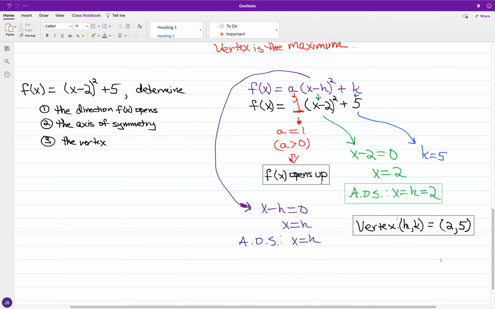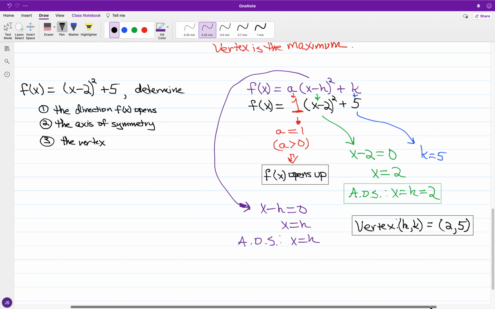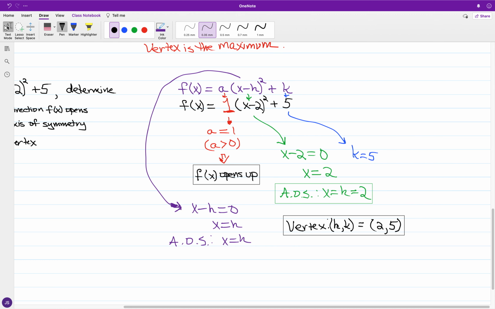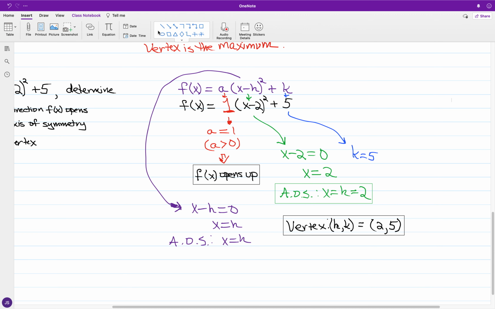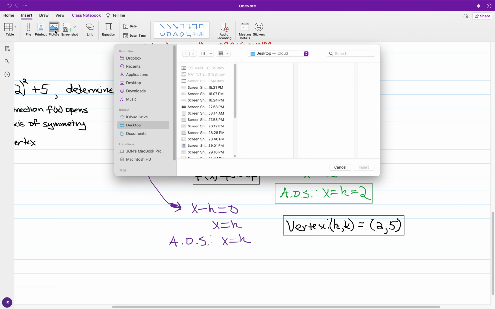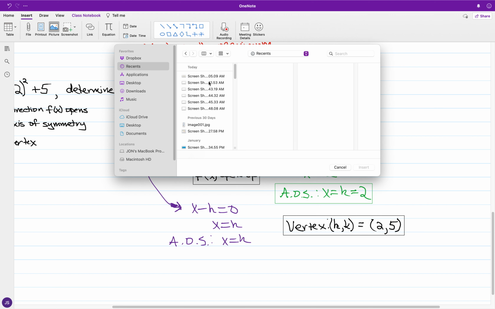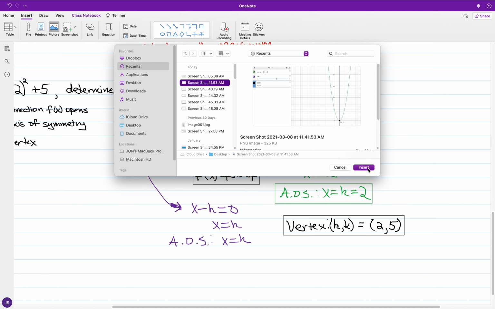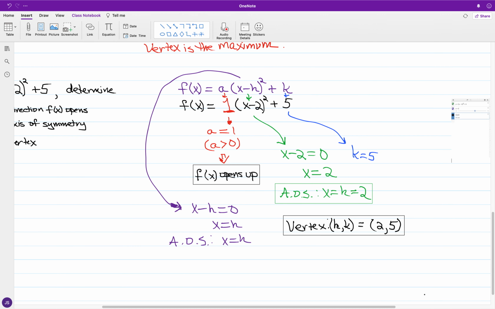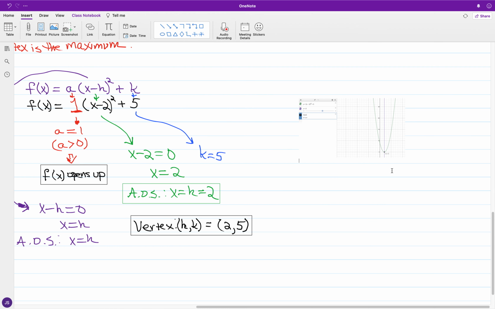So the graph opens up. The axis of symmetry, again, is going to be x is equal to 2. And the vertex, that's going to be the minimum point since the graph is opening upward. And so the vertex we have at (2, 5). Now, just looking at what we have regarding the behavior of this function.